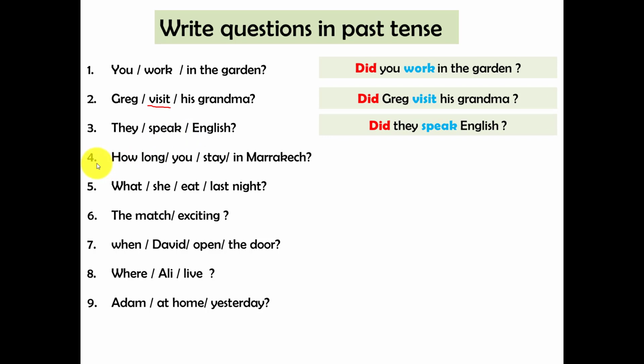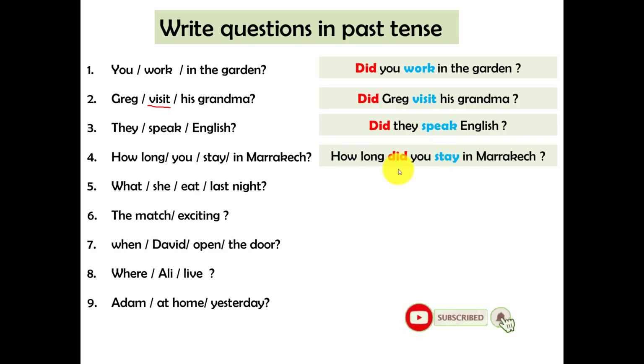Good job. 4. Here is the verb stay. So you add did. Good. How long? WH question. So how long did you stay in Marrakesh? Good. So if we have WH questions, we put the WH question, then did, then the subject, and then the verb in the base form. Okay, like here. How long did you stay in Marrakesh?